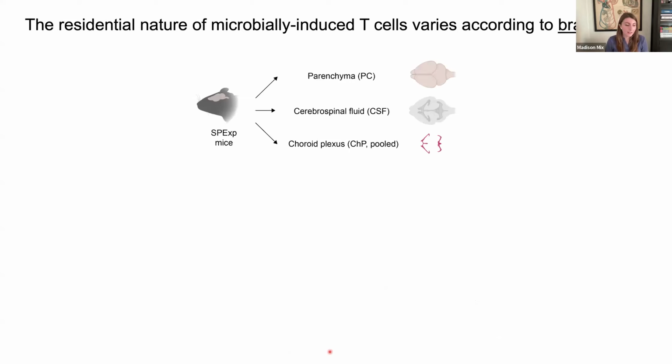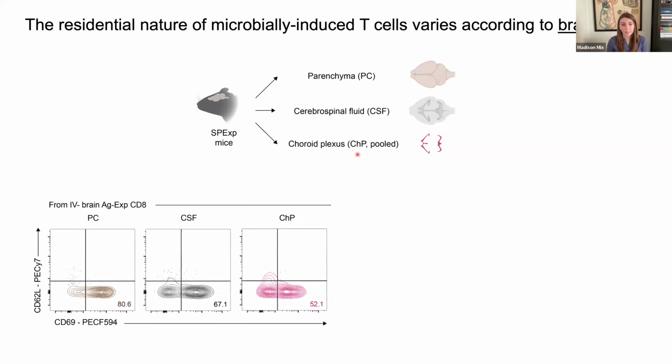Next, we appreciated that our previous studies had treated the brain as one homogeneous organ, but we know that there are distinct niches that look very different within this tissue. So we devised a strategy wherein we could assess the parenchyma, cerebrospinal fluid, and choroid plexus as three representative distinct regions within the brain, to see if the expression of residency-associated markers would vary based on which area you sample.